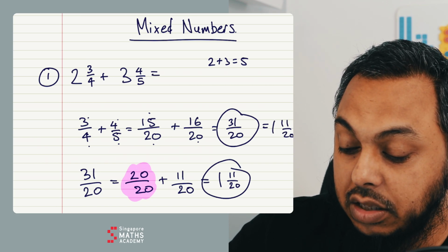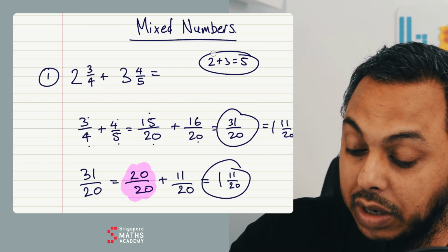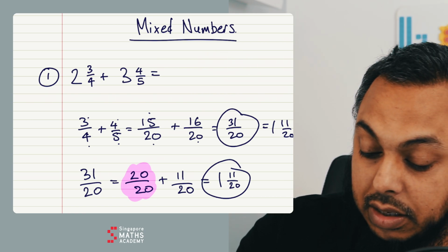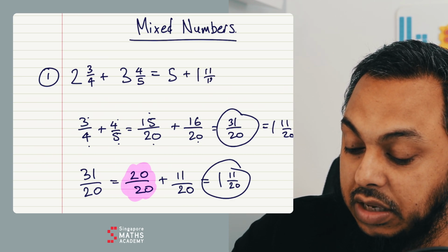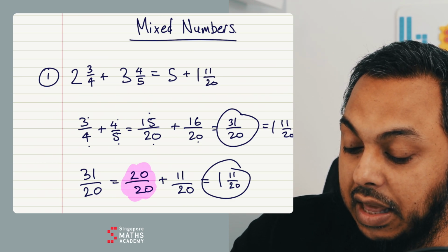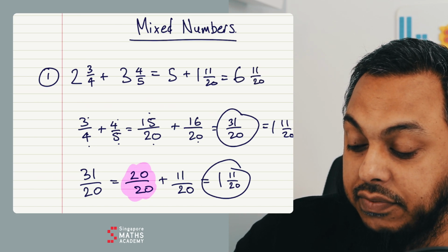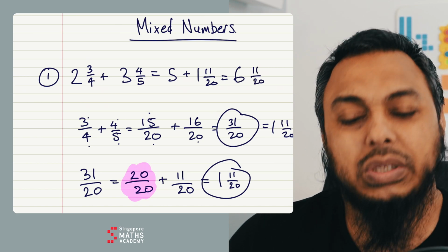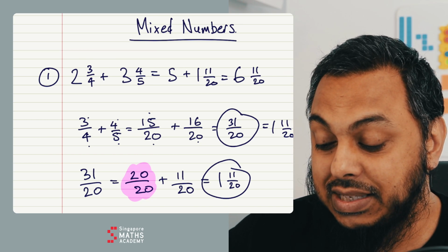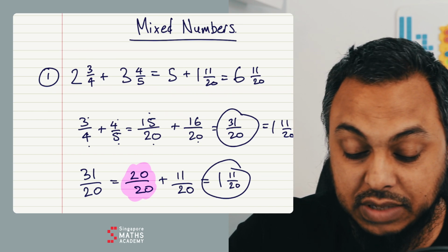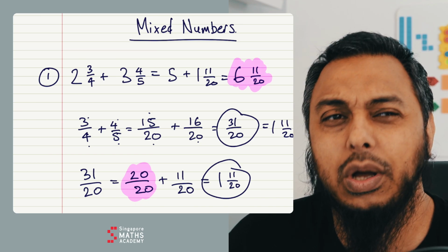And when I add the whole numbers together, I get 5. And so when I add everything together, I'm really adding 5 to 1 and 11 20ths. And therefore, 5 add 1 is 6 and 11 20ths. So 2 3/4 add 3 4/5 is equal to 6 and 11 20ths as my final answer. Does that make sense? Does that work for you?